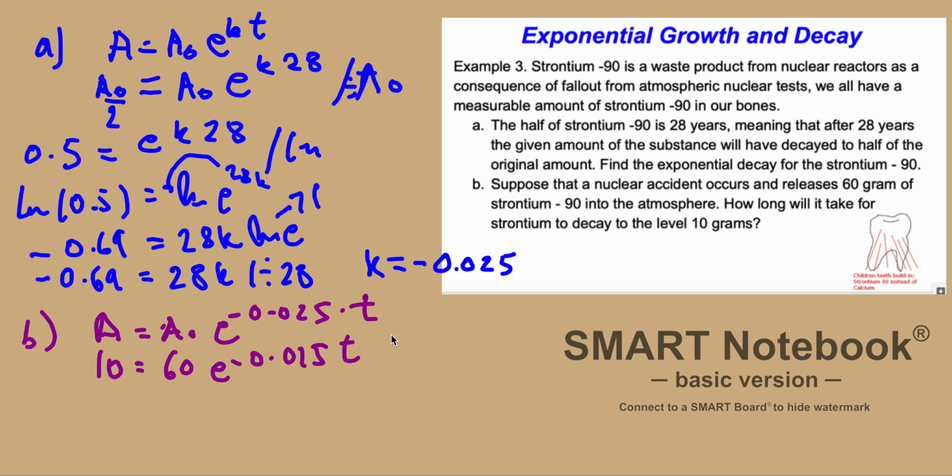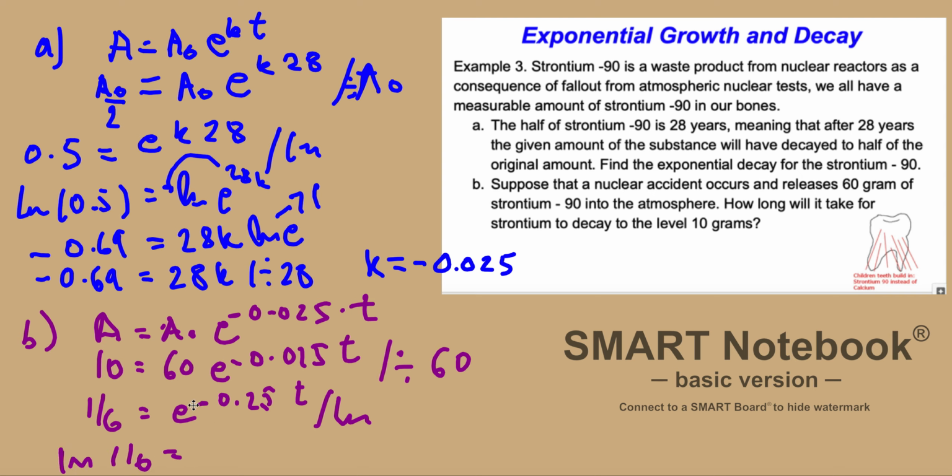So first of all, we are dividing everything by 60. When dividing this side by 60, the 60 is going to disappear, and on this side 10 divided by 60 is 1 over 6. So 1 over 6 is going to be equal to e to the power negative 0.025t. And now we take ln of both sides. So ln of 1 over 6 equals ln e to the power negative 0.025t.